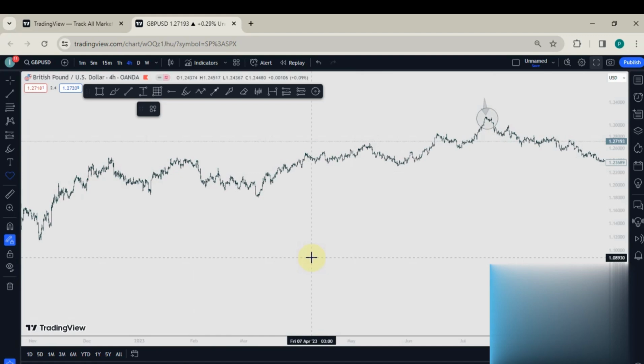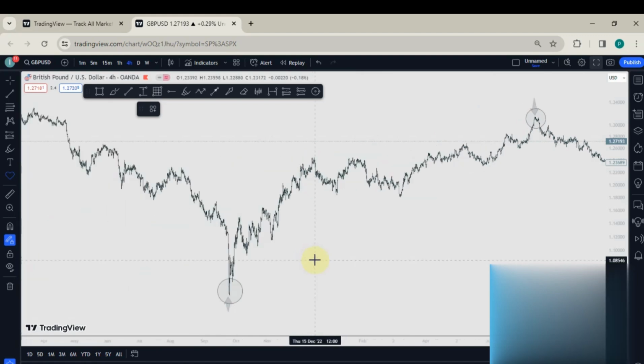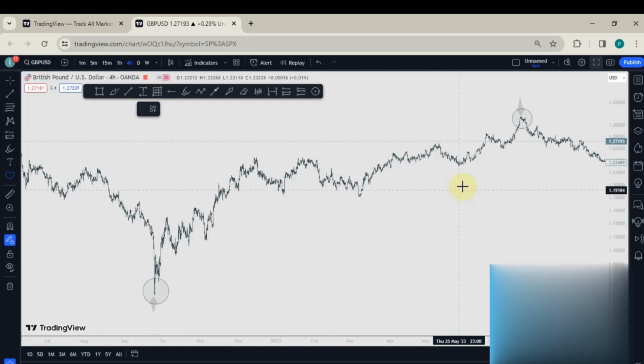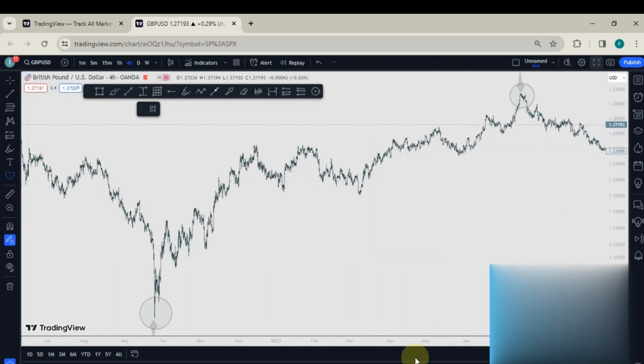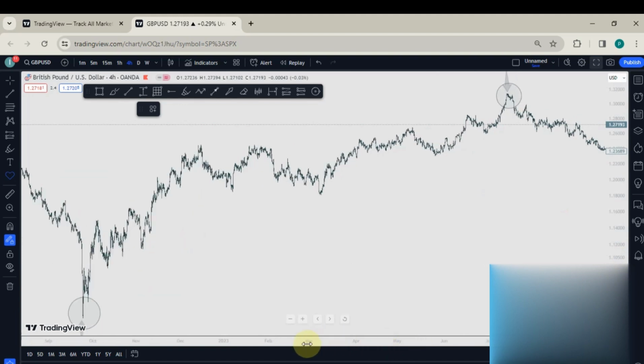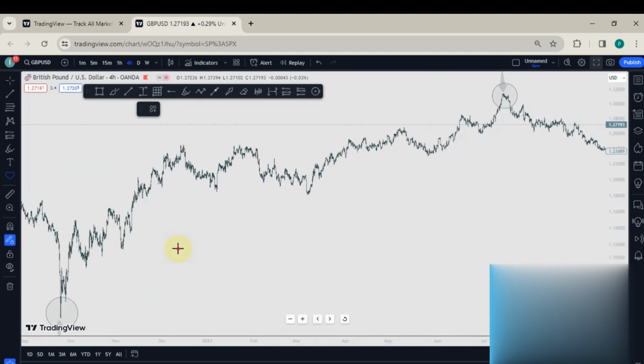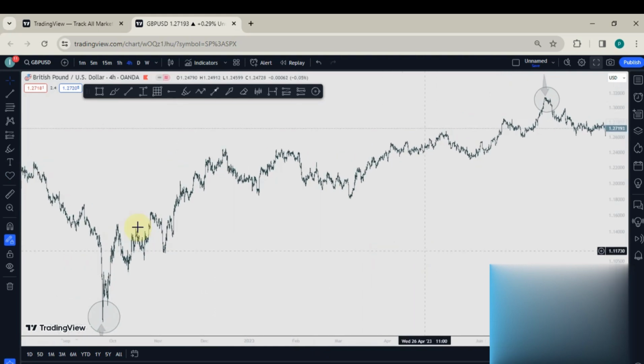First things first, we're going to identify our swing points by marking them off before we draw our break of structure, which is this thing. I believe it will help you, especially if you are a beginner. You understand? So by identifying your swing points, right?